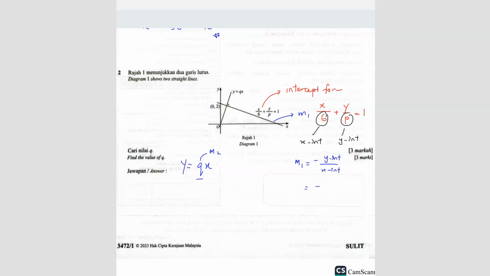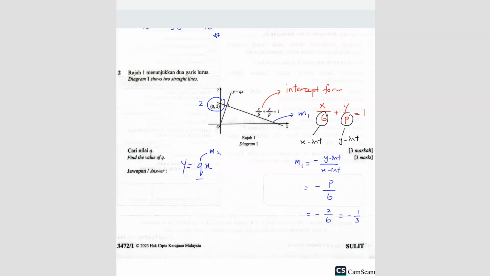Okay, so negative, the y-intercept is p over 6. So what is the value of p? So the p is the y-intercept, right? So we can see that it crosses this point, which is 0, 2. So that means we know the y-intercept is 2. So in this case, the gradient will be negative 2 over 6, which is negative 1 over 3. Okay, so that's the gradient of the first line.